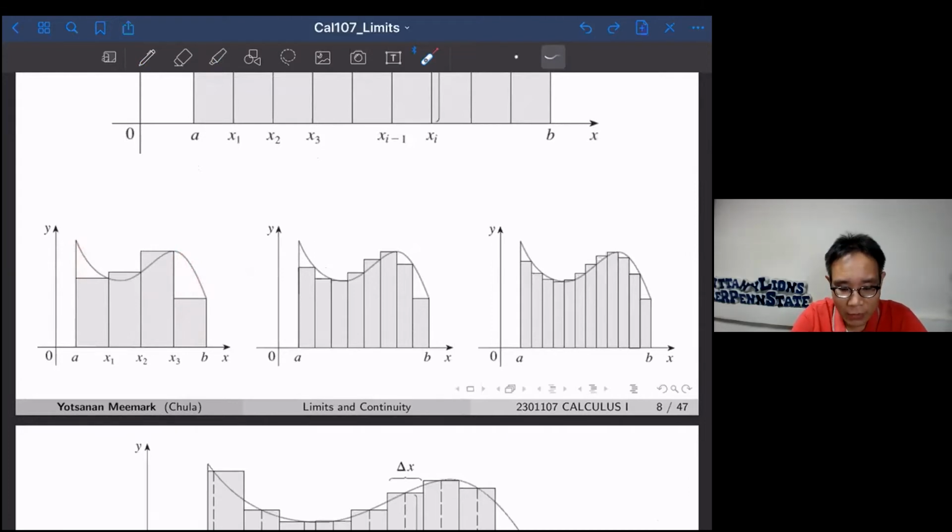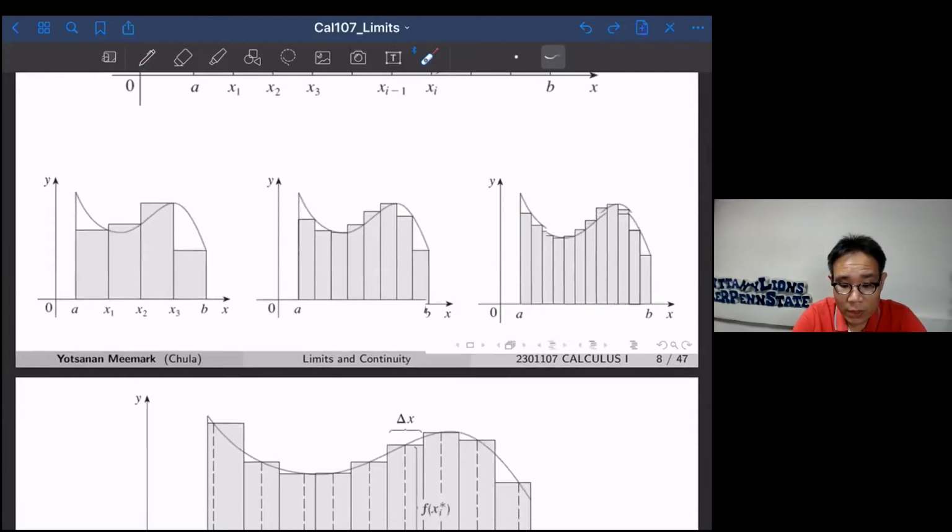the exact area. However, if you divide the interval AB finer, so you have more than 4 pieces, you have 5, 6, 7, 8, you have 8 pieces like this, you see that the error, the thing that you miss, or the thing that you gonna get extra turn out to become smaller. So if you have 12 pieces like this one, you see that the error becomes smaller and smaller.